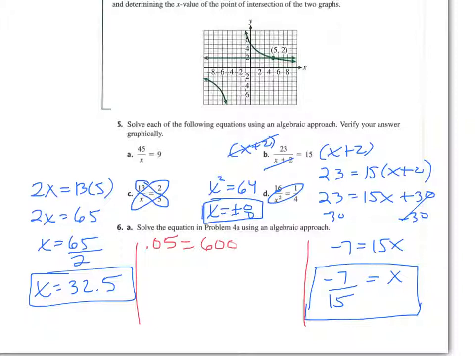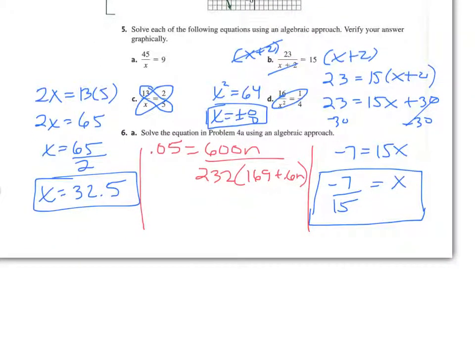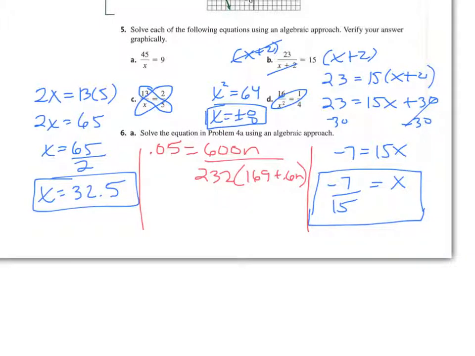I'm going to rewrite it here, and let's solve this one. Let me move this up a little bit for us. Now I'm going to multiply both sides by that whole denominator. So I'm really going to have, I'm running out of room here, 0.05 times 232 times 169 plus 0.6n equals 600n. I multiplied both sides by this denominator. I really brought that over to the other numerator.